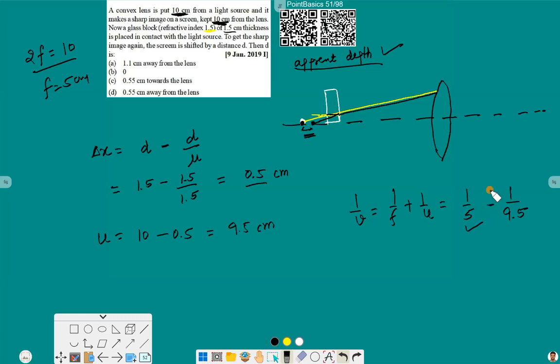So if we solve this, we will get v is equal to 10.55 centimeter, and it is positive. Initially it was 10, now it is 10.55 centimeter. So our screen has to be shifted backwards by 0.55 centimeter from the lens. So that is option D, 0.55 centimeter away from the lens. Let us move to the next one.